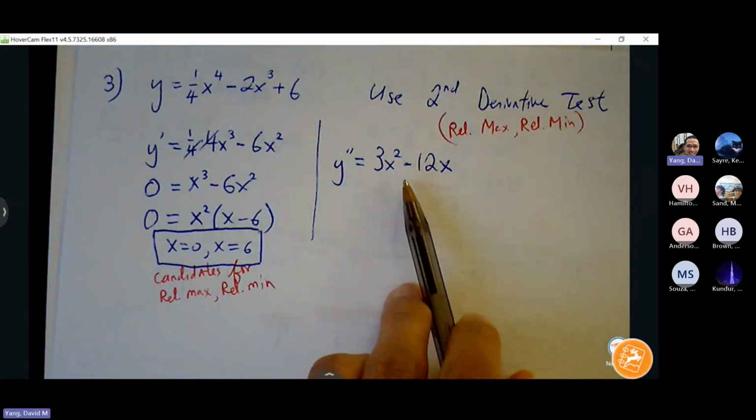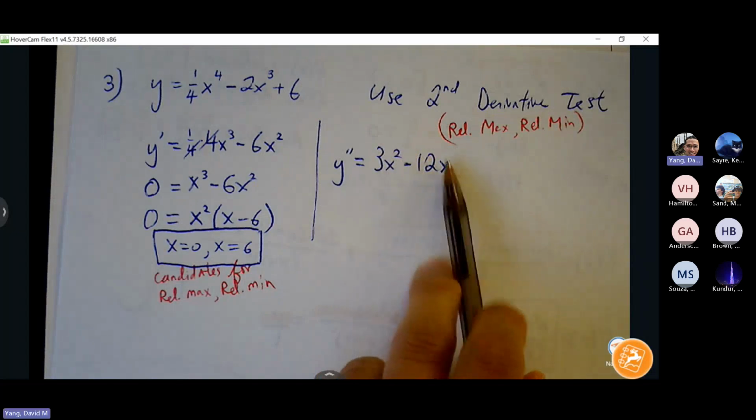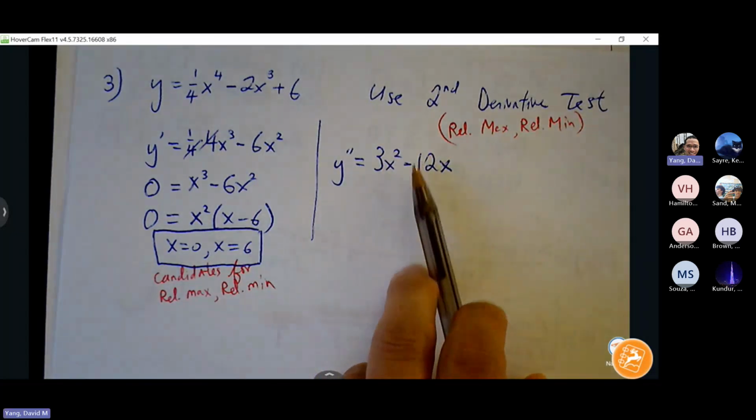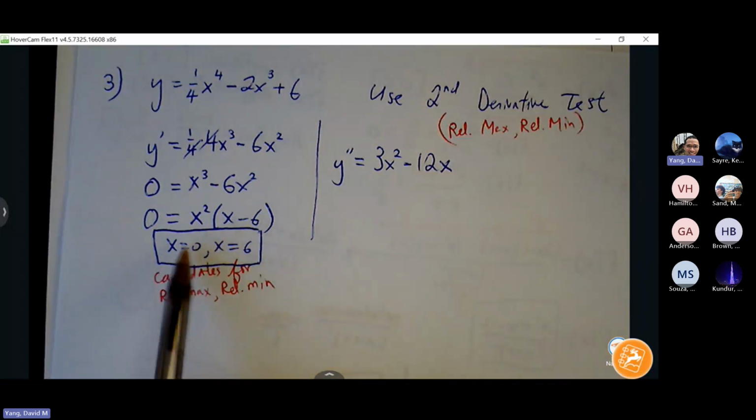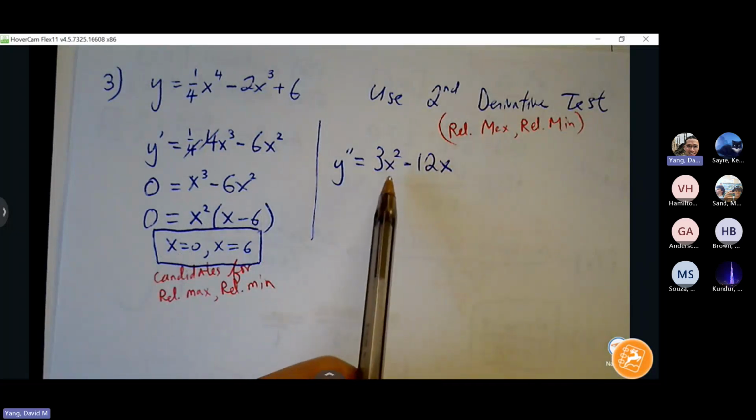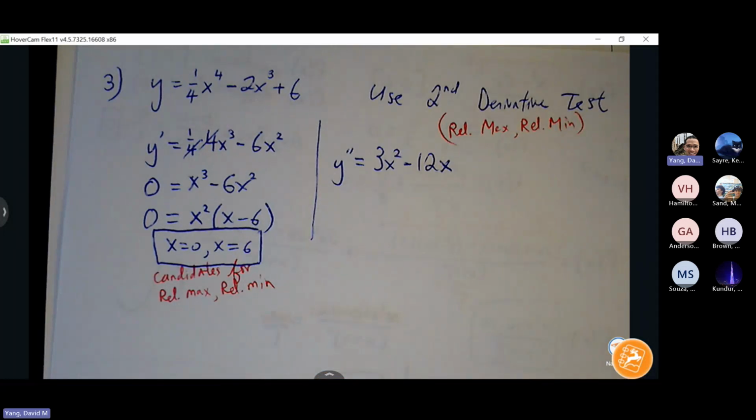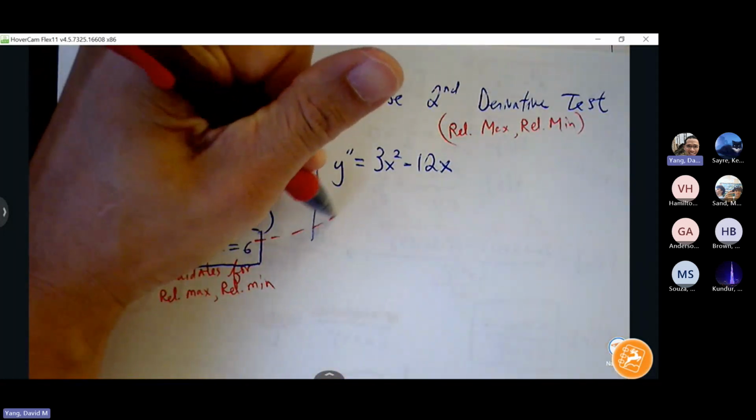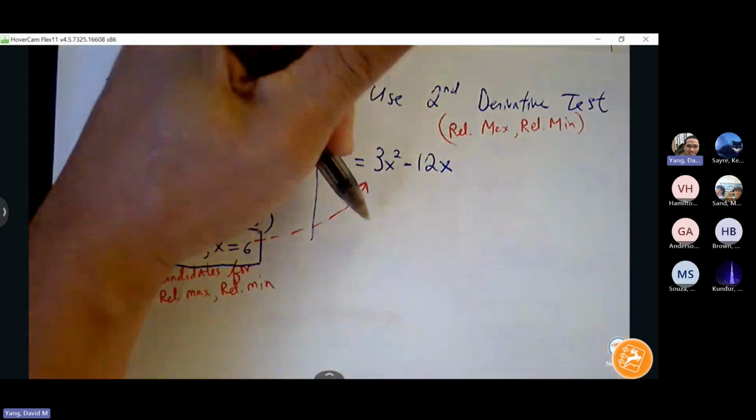Are we going to set this equal to 0? We would if we were trying to find test for concavity, right? But we're not finding critical points here. We're using this as a tool to determine if these are max or mins. So you don't want to set this equal to 0. If you do, then you're doing something else. That's test for concavity. So you're going to insert these critical points into y double prime. Does that make sense? Okay. So let's do y double prime of 0.